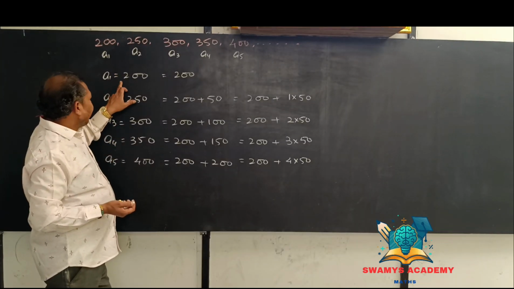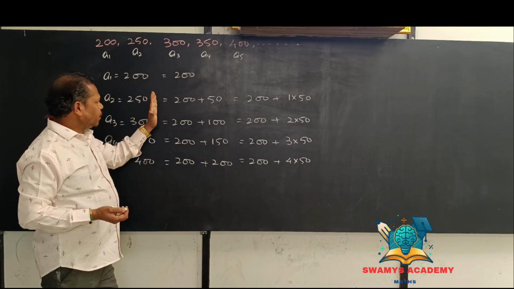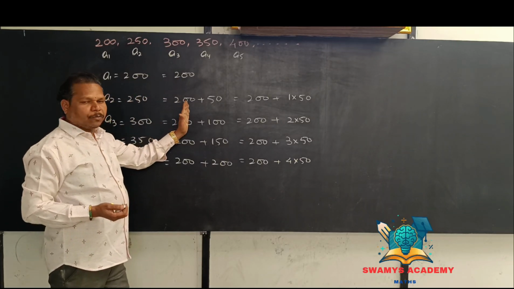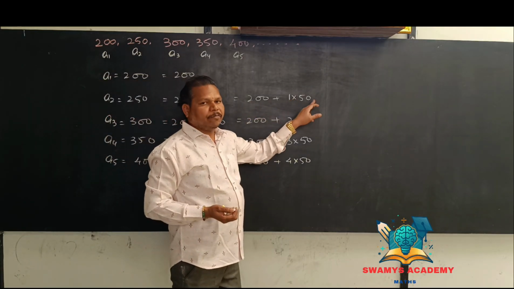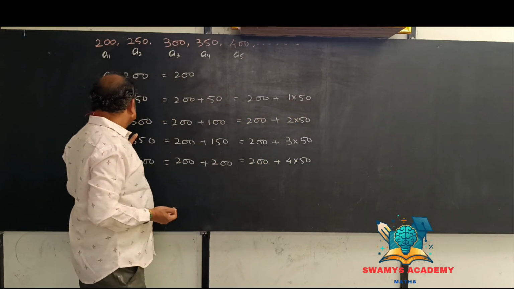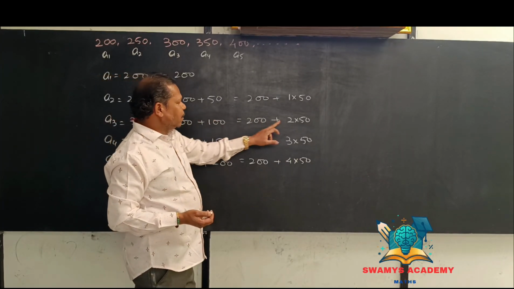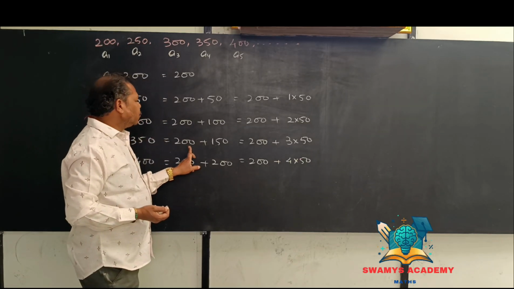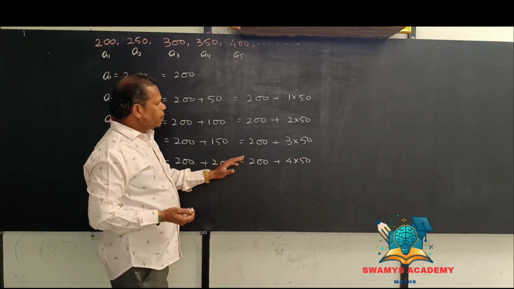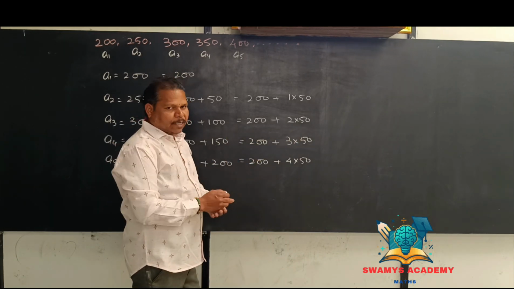So once again, A1 value is 200, 200 as it is. A2 value is 250, that we can write as 200 plus 50. That 50 is what? 150 is a 50. Next 300 we can write as 200 plus 100. 100, what can we write here? 250 is a. Next 350 we can write as 200 plus 150. 150, what can we write here? 350 is a. In the same way 450 is a.